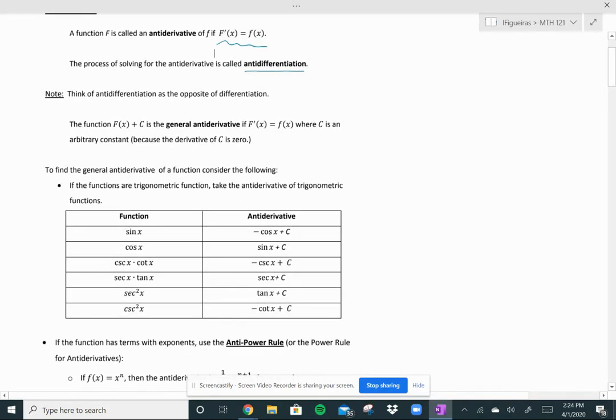If the function capital F of x plus c is considered to be the general antiderivative, so what's c? We're going to call c just some arbitrary constant, and it is actually called the constant of integration. It's a little early for us to talk about integration, but this is the beginning of that topic. So if capital F of x plus c is the general antiderivative, that's true only if capital F prime of x equals little f of x. And remember, if you take the derivative of c, that just equals 0.